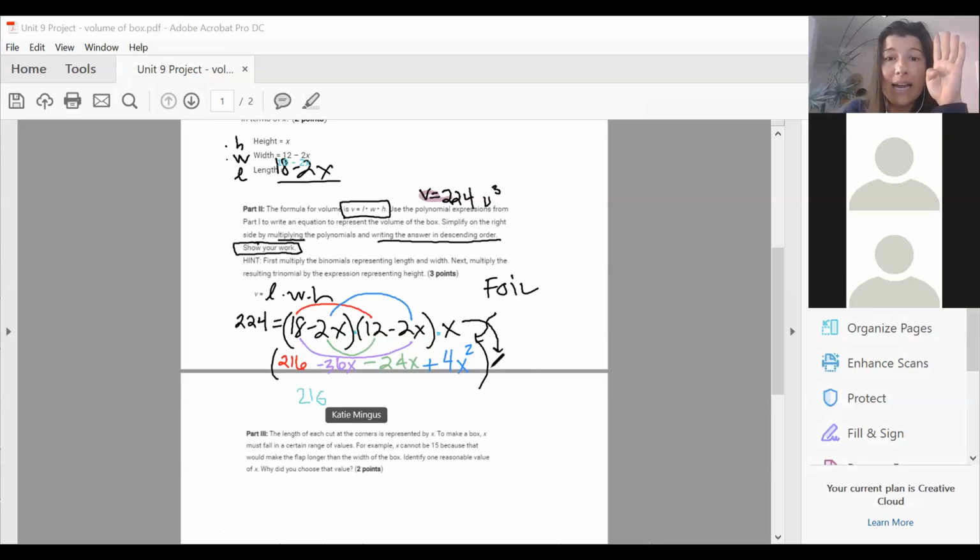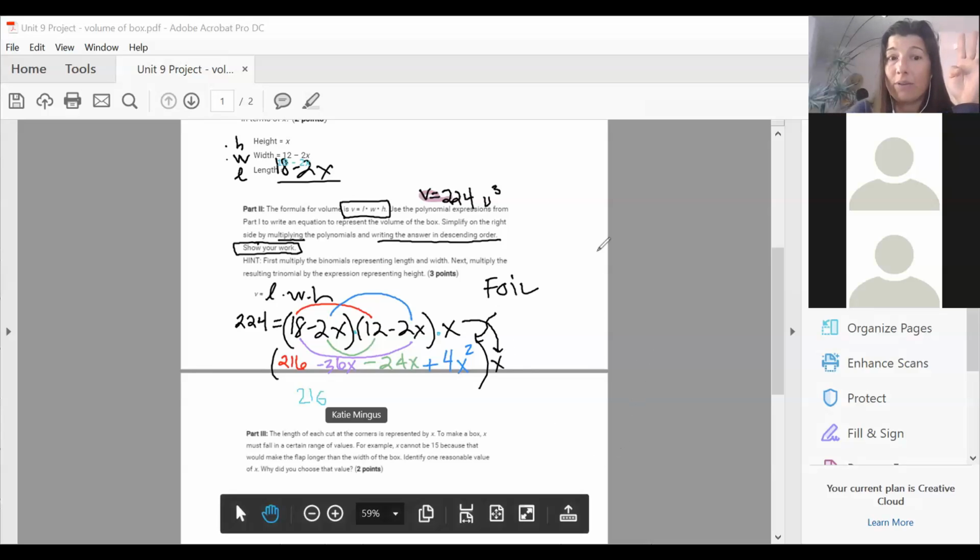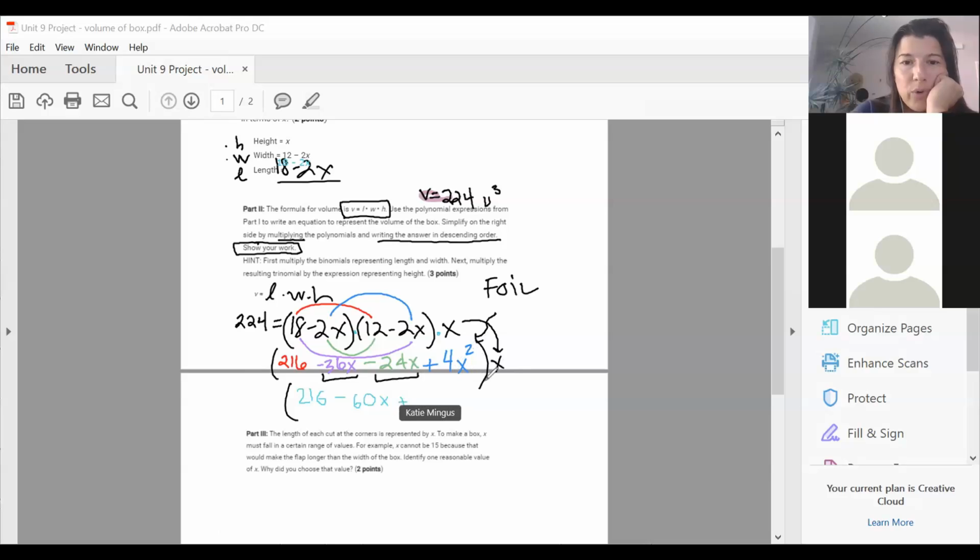We haven't used that x yet. That x is still being multiplied on the outside. So first step is to simplify what's inside those parentheses from your FOIL. Good, you're doing great. So you're going to combine your x terms. Good, there's that negative 60x, plus 4x squared. Beautiful. It's not in descending order yet though. And it's okay, we don't have to do it yet because we still have to multiply everything by x.